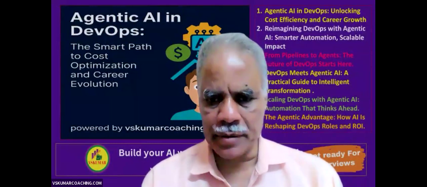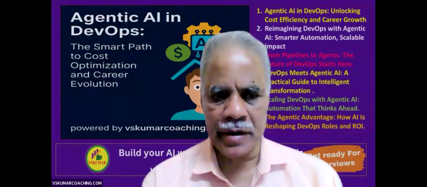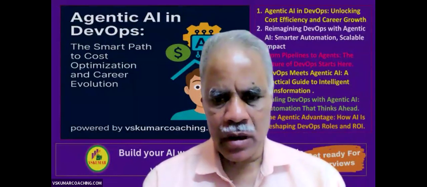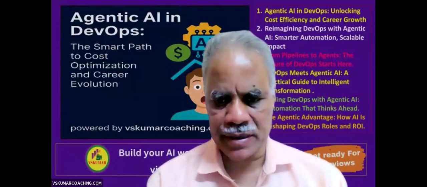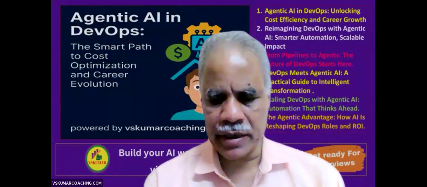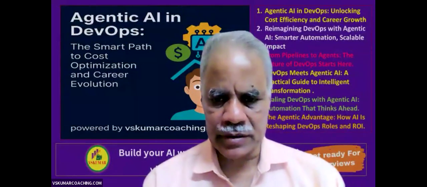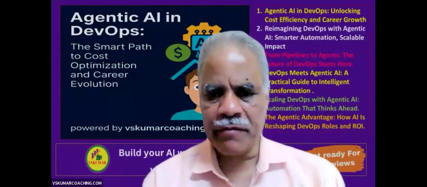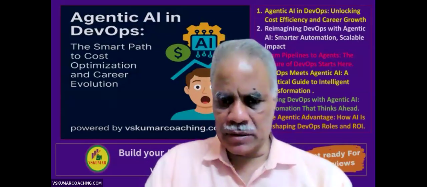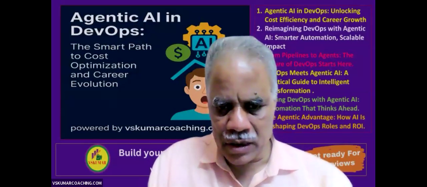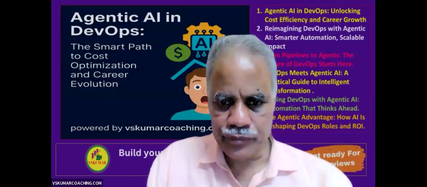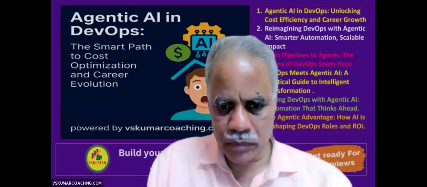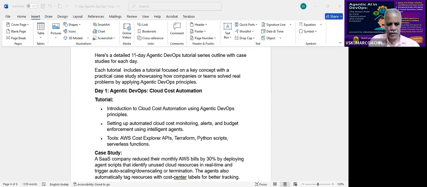Today's call is regarding Agentic AI in DevOps, how it can be implemented. I've prepared some 11 days tutorials to explain with case studies how the companies are doing it, and those we are going to discuss step by step and in different parts. So today, I'll share the document here, what I prepared, and I'll discuss. I hope you're able to see my document.